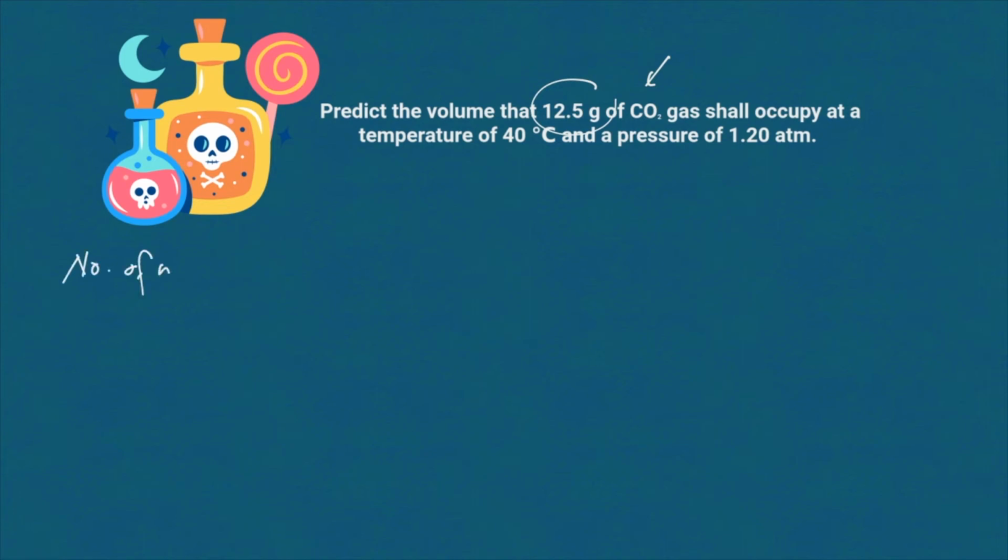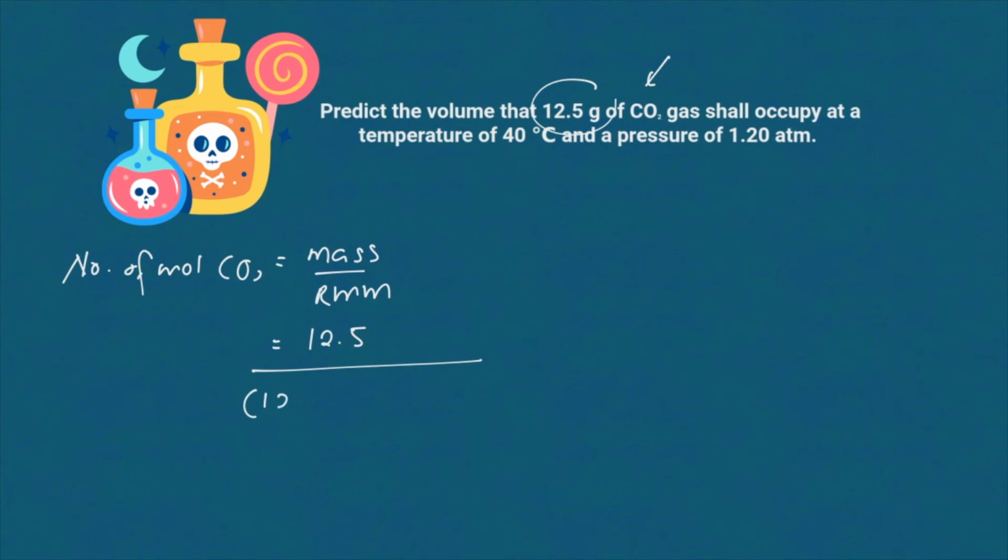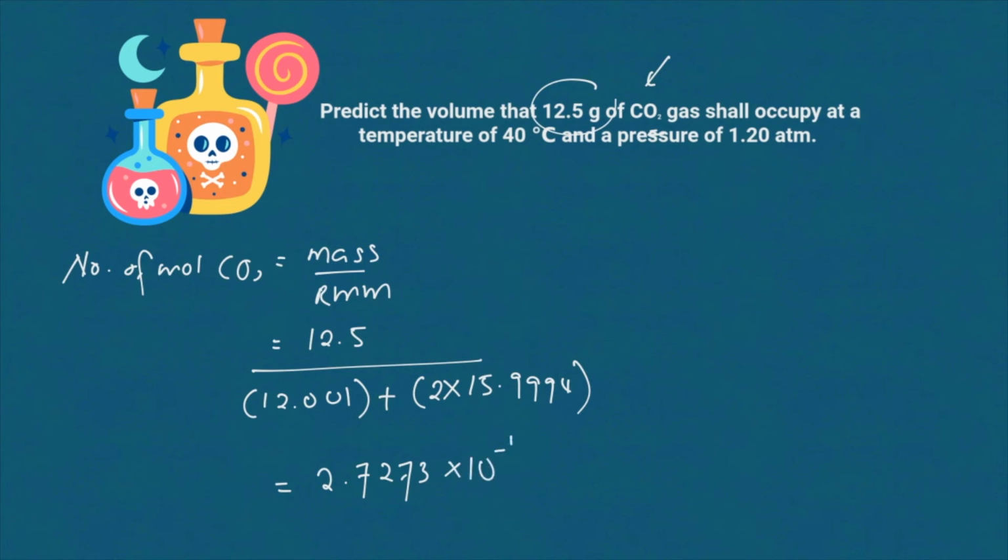So the number of mole for carbon dioxide is equivalent to the mass over RMM. From the question, the mass for carbon dioxide is actually 12.5, and the RMM for carbon dioxide is, carbon is 12.001 plus, there are 2 oxygen here, so 2 times 15.9994. So you should get the number of mole for carbon dioxide is equivalent to 2.7273 times 10 to the power of negative 1.